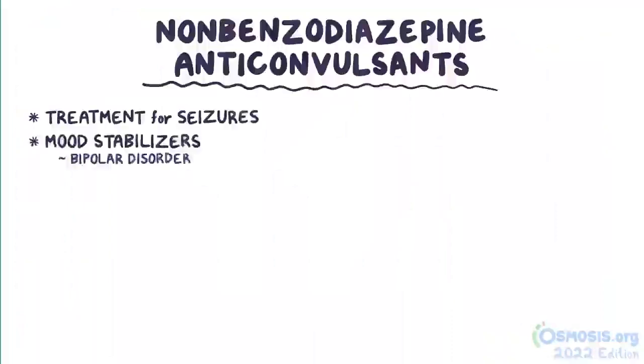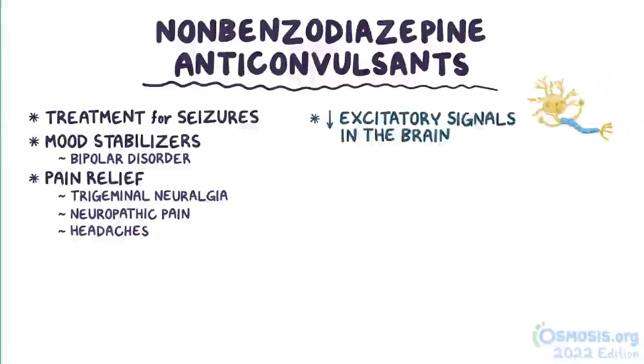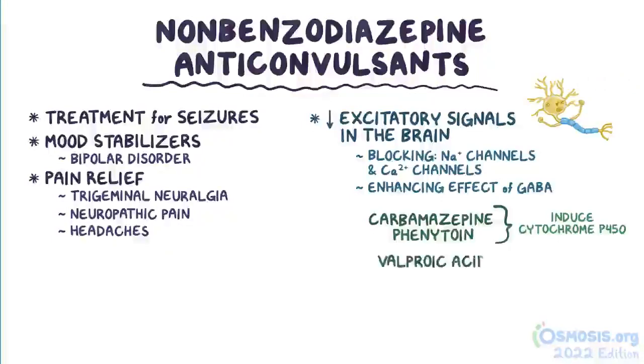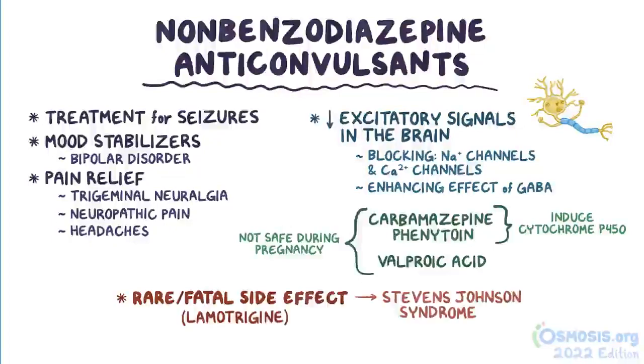Okay, as a quick recap, non-benzodiazepine anticonvulsants are used for the treatment of seizures, as mood stabilizers for bipolar disorder, and for pain relief in conditions like trigeminal neuralgia, neuropathic pain, and headaches. They can decrease excitatory signals in the brain primarily by blocking sodium channels, calcium channels, or by enhancing the actions of GABA. Carbamazepine and phenytoin induce cytochrome P450, and like valproic acid, they're not safe to use during pregnancy. A rare but fatal side effect of anticonvulsants, and especially of lamotrigine, is Stevens-Johnson syndrome.